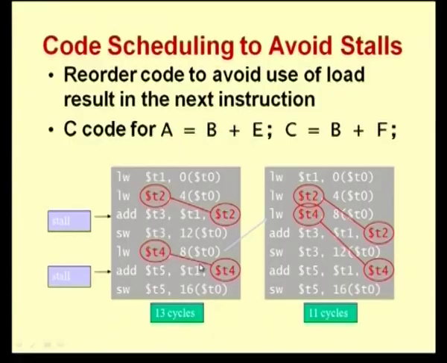So the 2 stall cycles that we had here can easily be avoided if you do some simple rescheduling of the code. Code scheduling is something which is normally done by compilers in order to avoid the stalls. So this is another technique that we normally keep in mind.